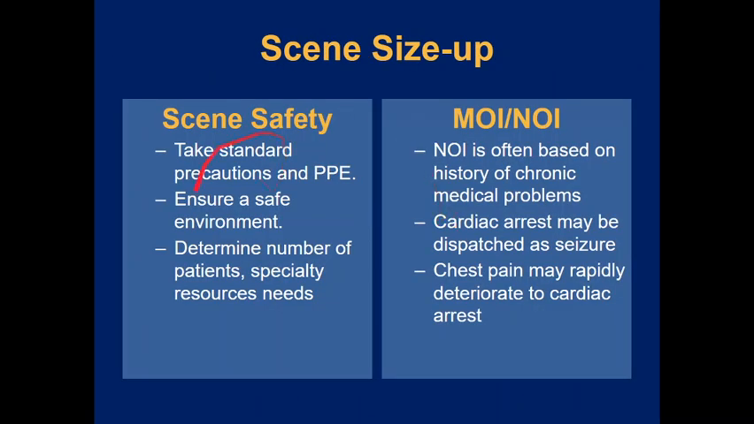As with everyone, I'm not going to belabor these points, right? Scene safety, PPE, all that stuff. Mechanism: consider the nature of the illness based on their history of medical problems. If I'm a hypertensive smoker, diabetic, obese, sedentary, who's had three heart attacks, and I'm telling you this seems like my other heart attacks, it's likely my chest pain is another heart attack. So fit all that together, but also know that these things can rapidly deteriorate.